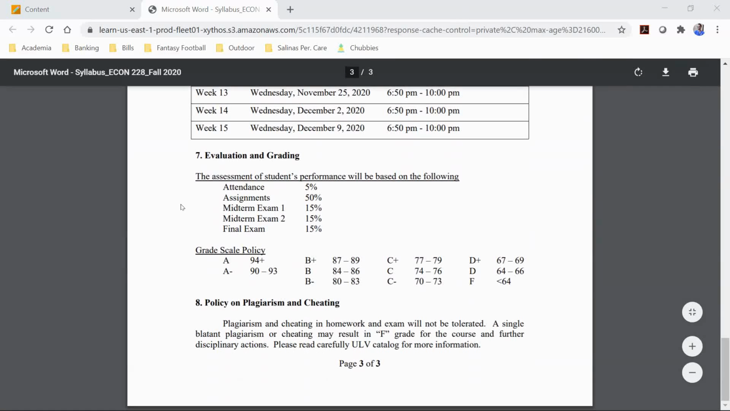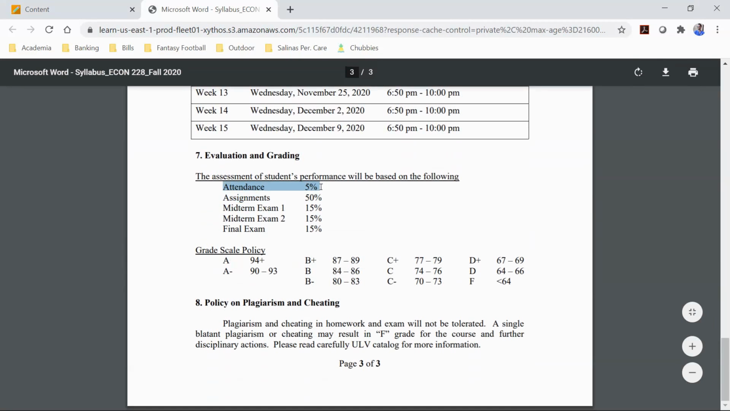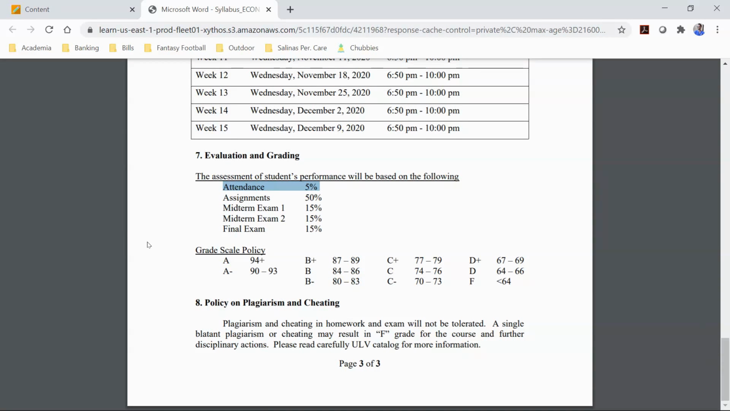Okay, so grading. I'm not going to take attendance every time. I'm just going to put this here at 5% because the university wants me to keep track of attendance. If people stop coming to the WebEx lectures, at some point I might start taking attendance, or if you fall behind on the assignments. But I want to give you all 5% for attendance.